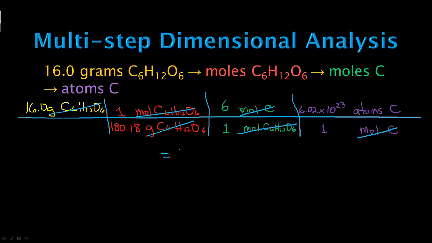And that happens to be 3.21 times 10 to the 23rd atoms of carbon in 16 grams of glucose.